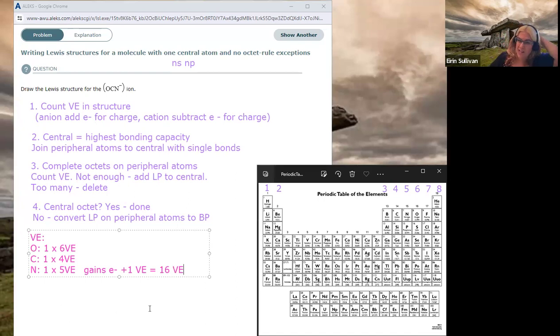Okay, so what's going to be the central atom? Well, I guess we're okay writing it O, then C, then N, because oxygen's got a bonding capacity of 2, carbon, bonding capacity of 4, nitrogen, bonding capacity of 3. So we can be pretty certain that carbon is going to want to be in the middle. So O, C, N, like so.